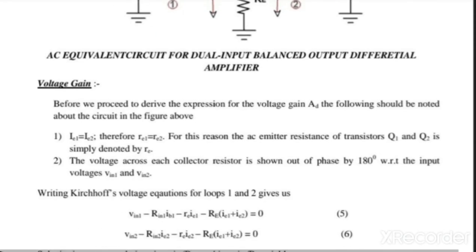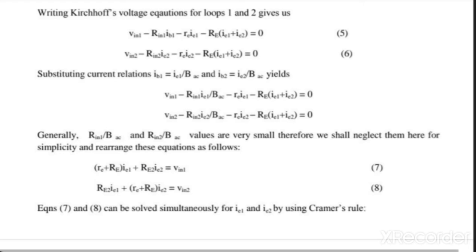Writing Kirchhoff's voltage equations for loops 1 and 2, we can write V input 1 minus R input 1 IB1 minus RE IE1 minus RE (IE1 plus IE2) equal to 0. For the loop second, we can write V input 2 minus R input 2 IE2 minus RE IE2 minus RE (IE1 plus IE2) equal to 0.